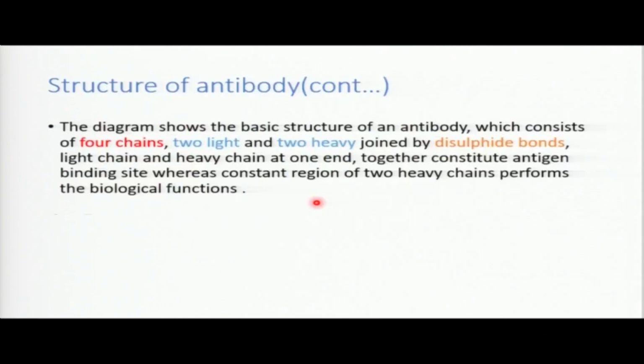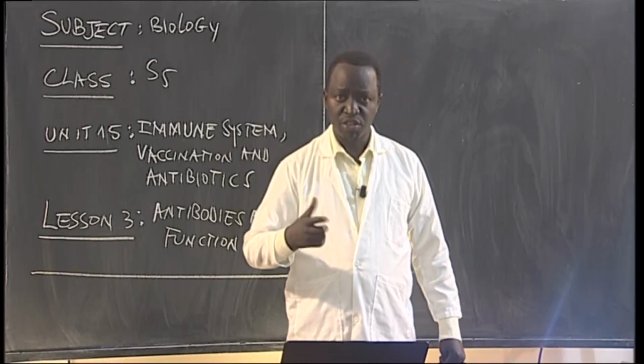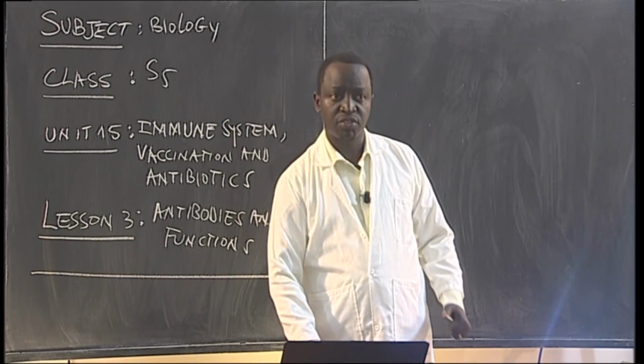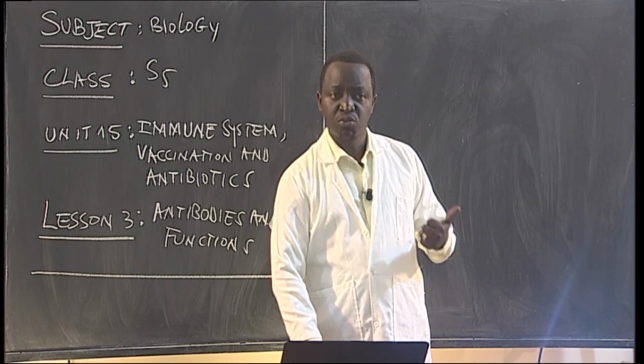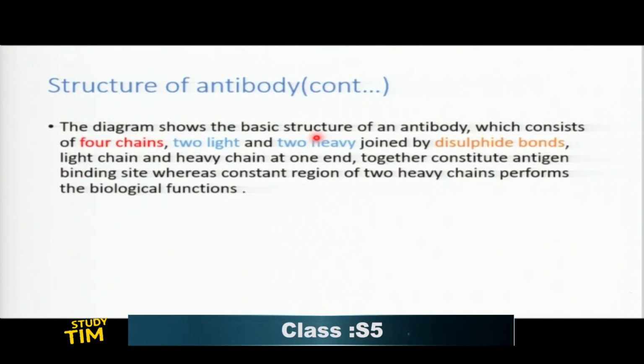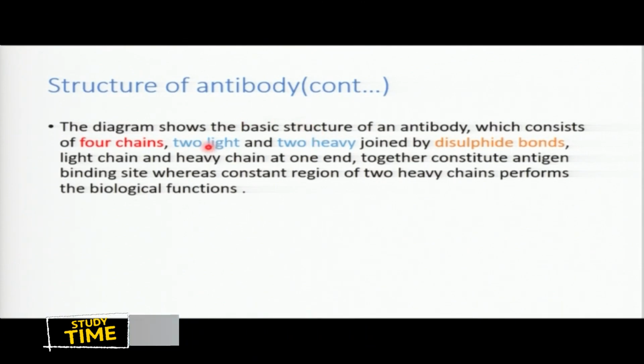So now, as you have seen on the diagram, we can describe this in full. This is what we have talked about. The diagram consists of 4 chains we have seen, 2 light and 2 heavy, that are joined together by what? By disulfide bonds. So this light chain and heavy chain at one end together constitute what we call the antigen binding site. Actually, this is what we have already seen.